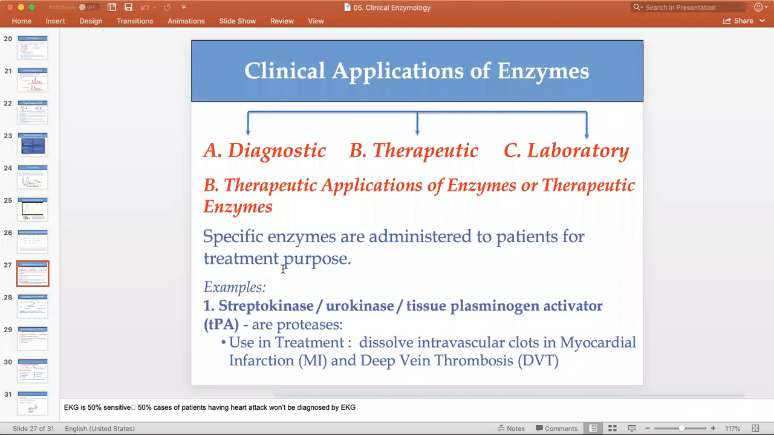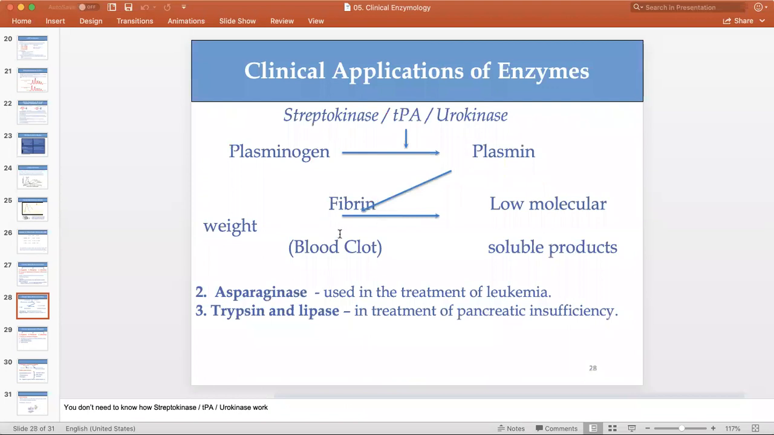So the examples include your TPA, the tissue plasminogen activator, urokinase, streptokinase. So what it does is that it breaks down the clot. So it's important in myocardial infarction. It is important in DVT. It is important in stroke patients. So to break down the clots, these enzymes are used. Tissue plasminogen activator, as the name suggests, activates plasminogen to form plasmin, and the plasmin is the one that breaks down the fibrin into soluble products.